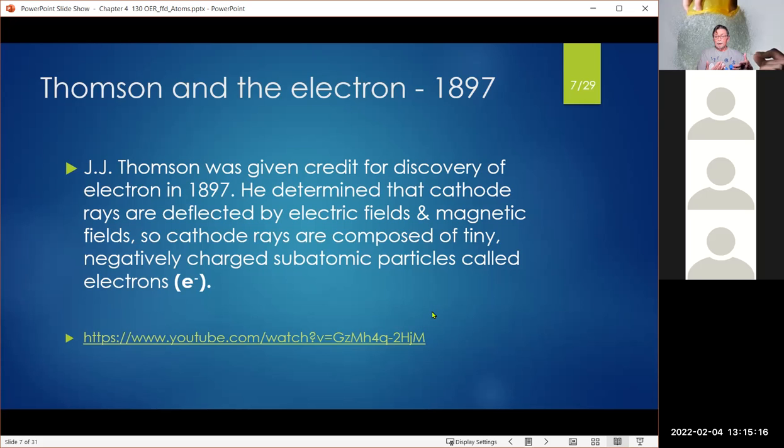JJ really unknowingly discovered the television, the precursor, the old school television with the big heavy rear end that had magnets at the other end of the screen. All right, so let's listen.